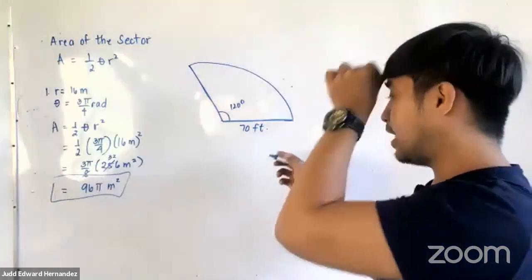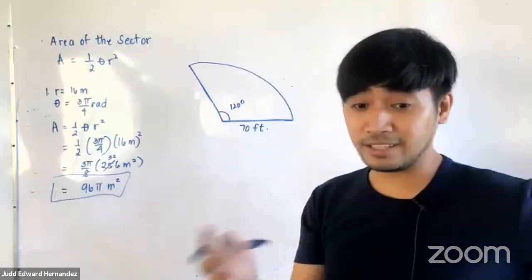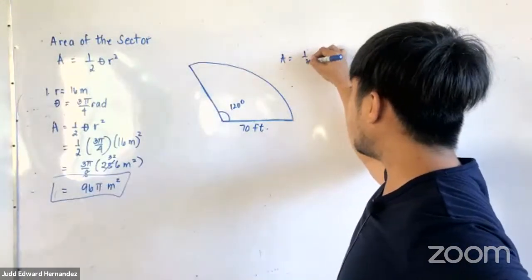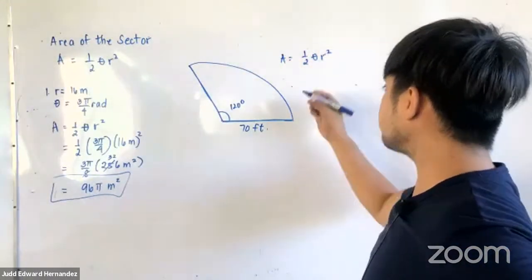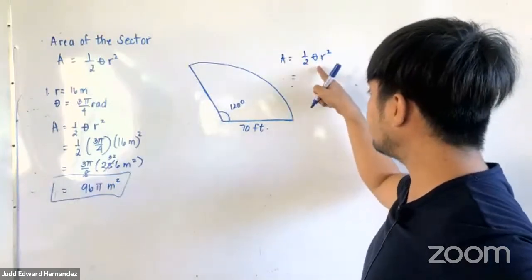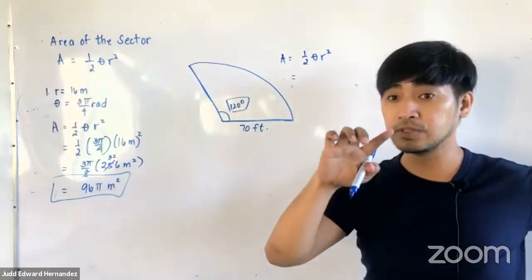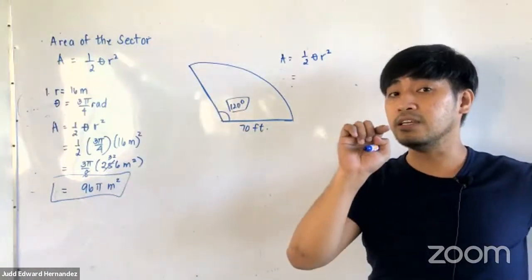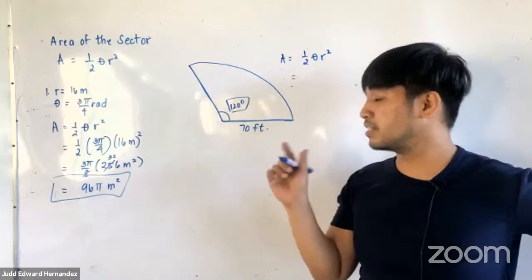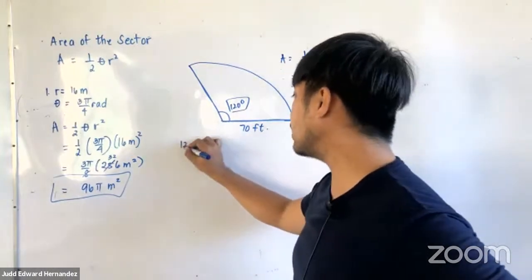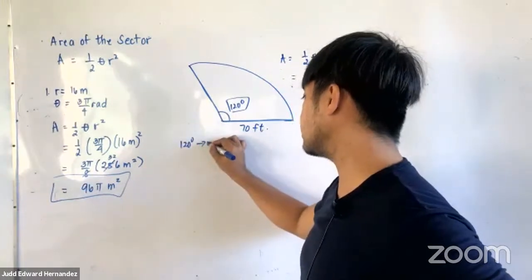So therefore, the central angle is 120 degrees. Again, the area of the sector is 1/2 theta r squared. And this becomes 1/2, our theta is 120 degrees, but we could not yet substitute this to the equation since the given is in degrees. Therefore, we need to convert this. And what is 120 degrees into radians?